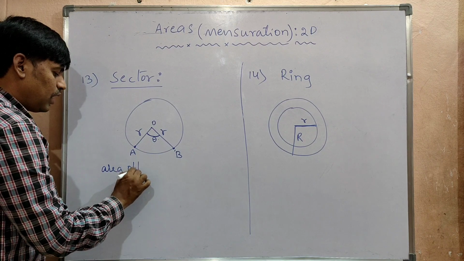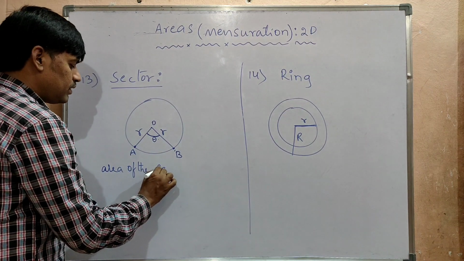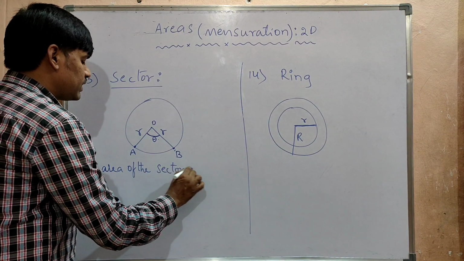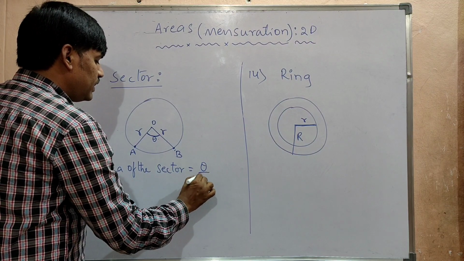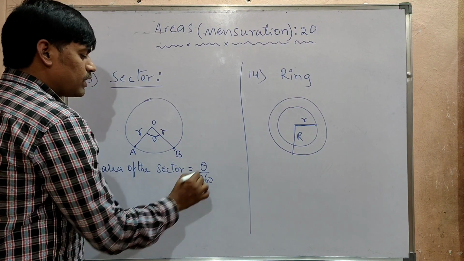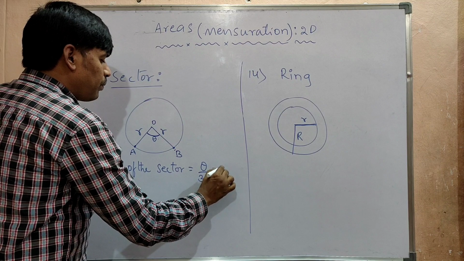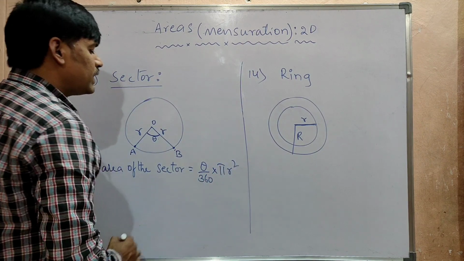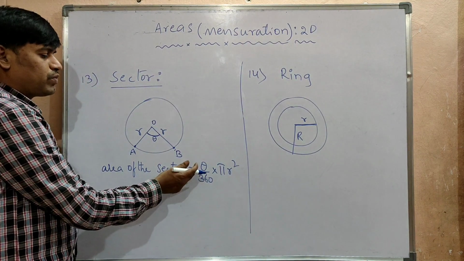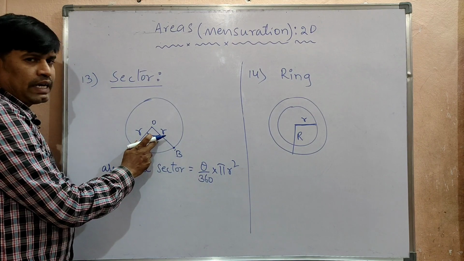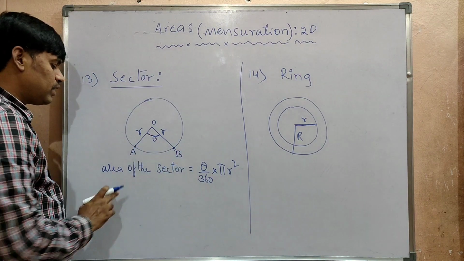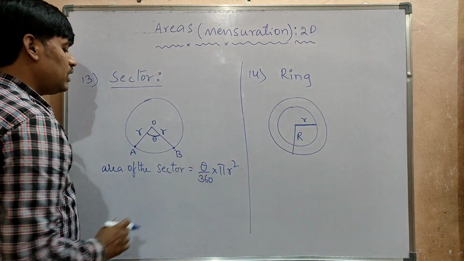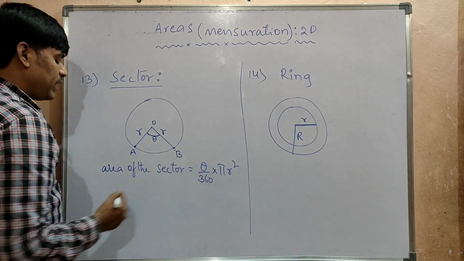Now I am taking the area of the sector. Area of the sector is equal to theta by 360 into pi r square. This theta means whatever angle is there, that angle you can take. Area of the sector is equal to theta by 360 into pi r square.